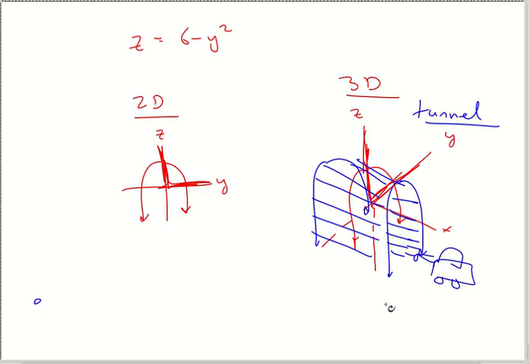Beep, beep. It's a tunnel, essentially. I know, I'm just being silly.